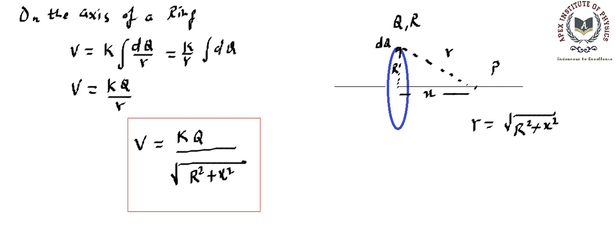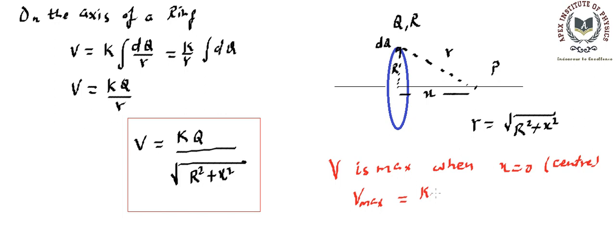We can interpret this result as well, and we can say V will be maximum at the center point. So the potential V is maximum when x is equal to 0. This maximum is achieved when x is equal to 0, that means at the center. If somebody asks what Vmax is, Vmax is equal to KQ upon R. Otherwise it decreases. So potential is maximum at the center. As we move away from this loop, potential decreases. Similarly, it decreases in that direction, right? So this is the potential because of a charged ring.